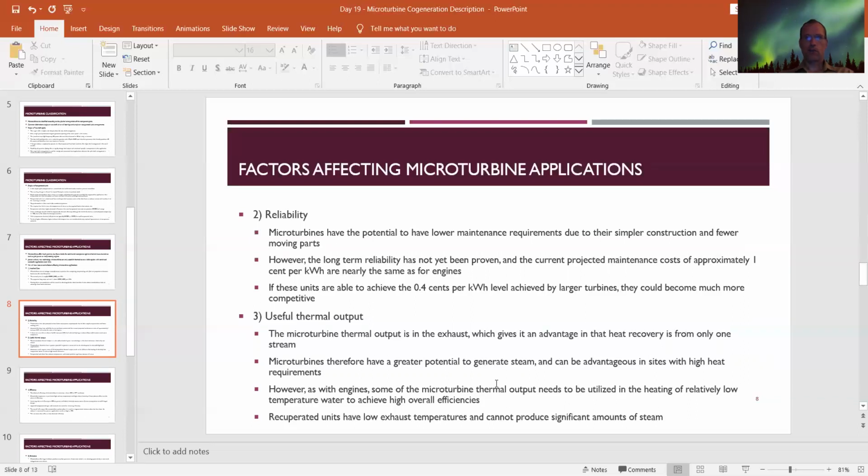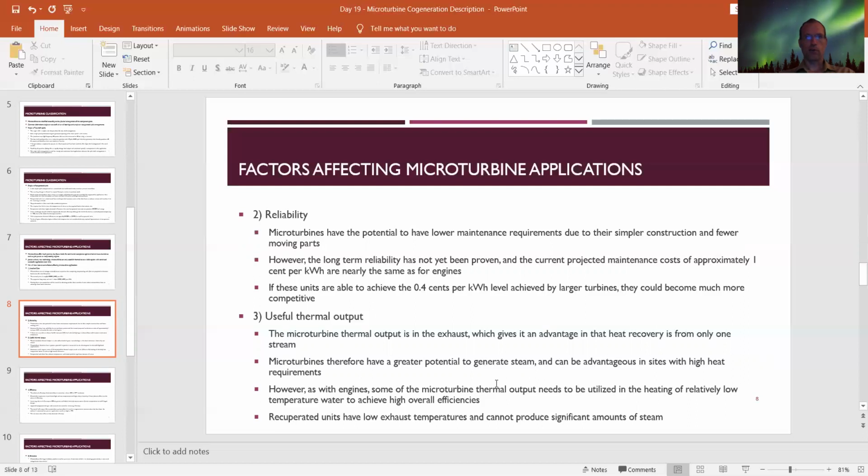Current projected maintenance costs are approximately 1 cent per kilowatt hour. That's nearly the same for the reciprocating engines. These units are able to get that down to about 0.4 cents per kilowatt hour, which is what the larger turbines currently have. So they're going to be much more competitive if we can get down to that level.